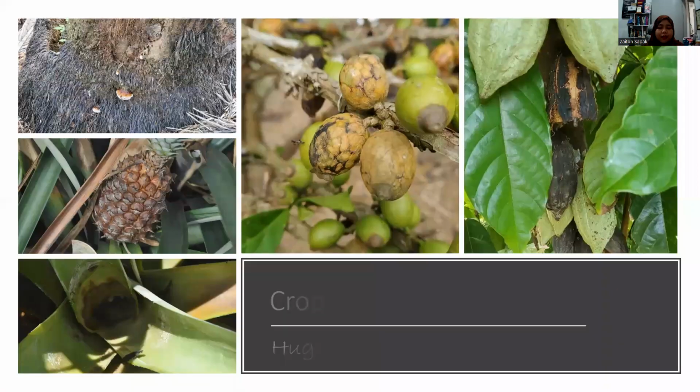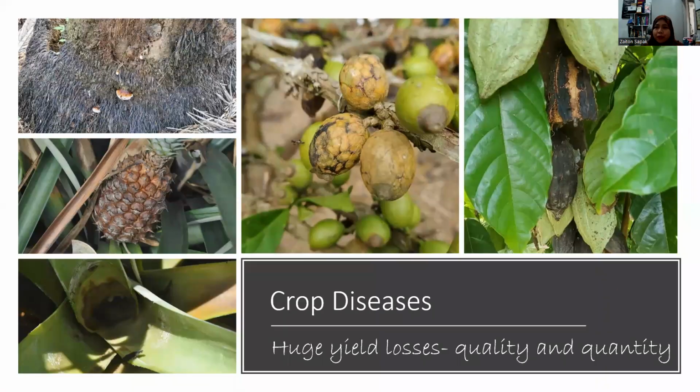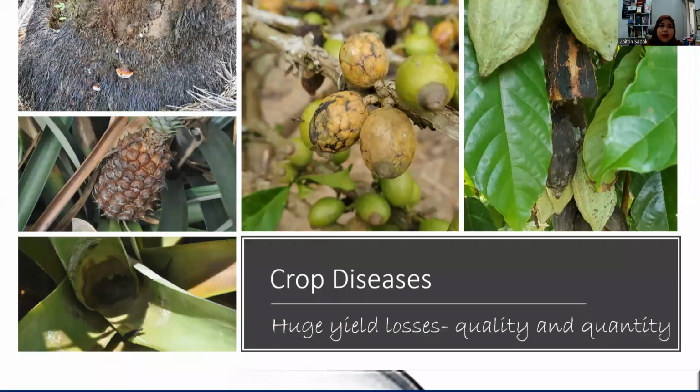All right, if you look at these photos, we do have disease problems in our major crops, for example oil palm, pineapple, coffee, and cocoa, and all these diseases can cause huge losses in terms of the quality and quantity of the production.